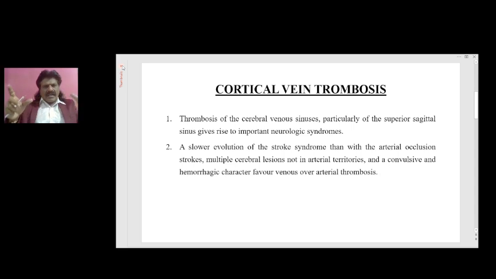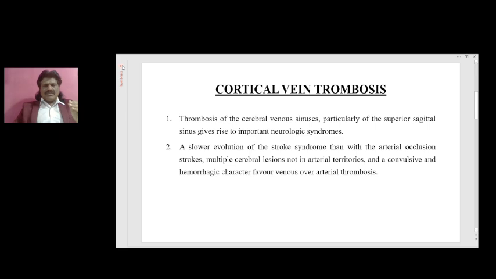When you take cortical vein thrombosis, one of the common veins to get affected is the superior sagittal sinus. So thrombosis of the cerebral venous sinuses, particularly of the superior sagittal sinus, gives rise to important neurologic syndromes. But there are important differentiating points between venous thrombosis and arterial thrombosis. The first important point is that there's a slower evolution of the stroke syndrome than with the arterial occlusion strokes.